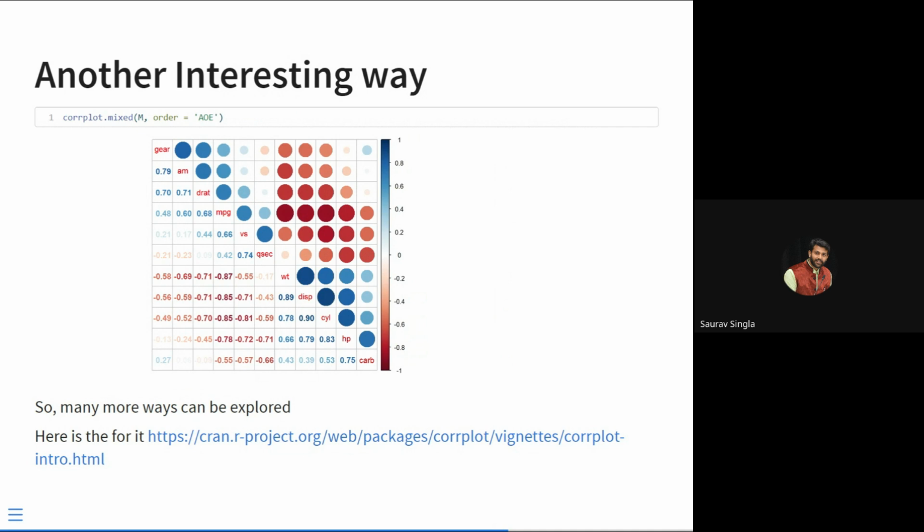Here you can have a look that a dual approach is used, in which on the top side the color is there, and on the bottom side the values are there. In the top side you can see the color, and in the bottom side you can see the respective values. So this blue is being represented here, this blue is here, this red is here. This is mpg with weight, mpg with weight is here.